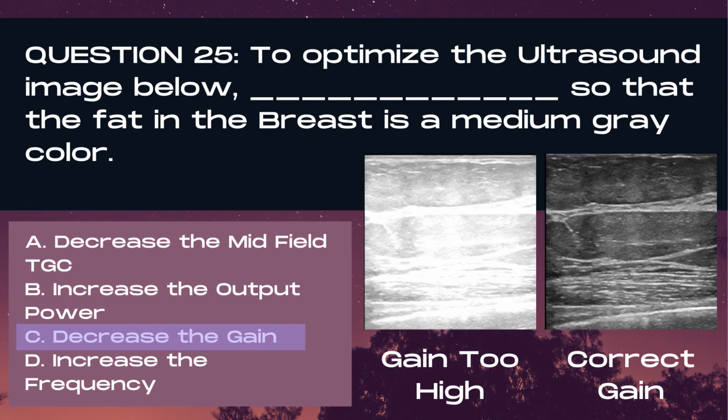In the first ultrasound image, the gain is set too high, which results in lack of visualization of the tissues and the layers of the breast tissue. In the next ultrasound image, the gain is set correctly. Ideally, in breast imaging, you want to set the gain control so that the fat in the breast is medium gray in color.